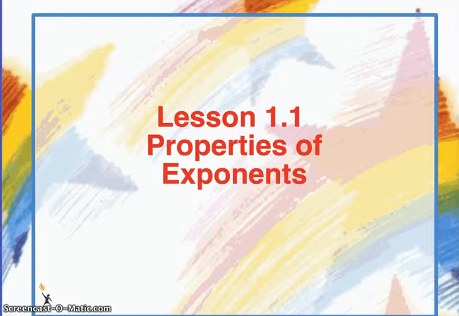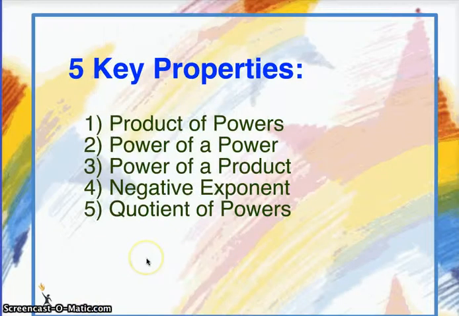So let's get started. There are 5 key properties that we'll be going over: product of powers, power of a power, power of a product, negative exponent, and quotient of powers. For each of these, we'll go briefly over the rules, and then I'll give you an opportunity to practice each one.